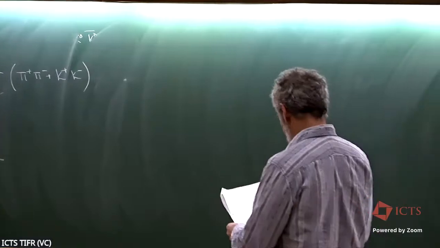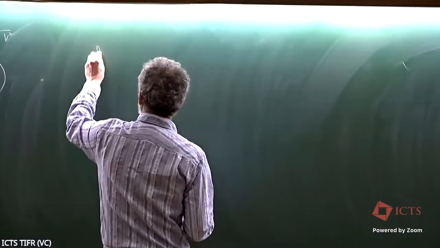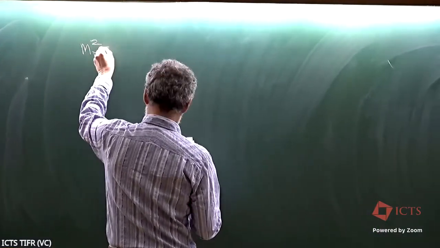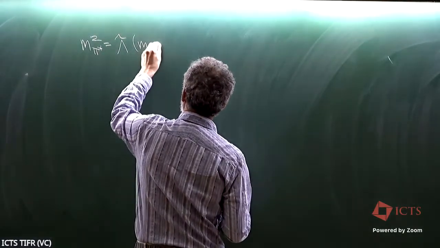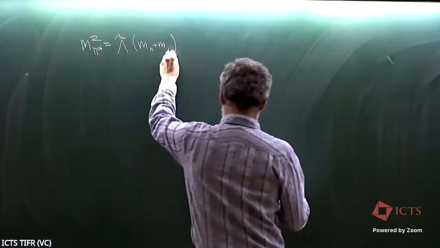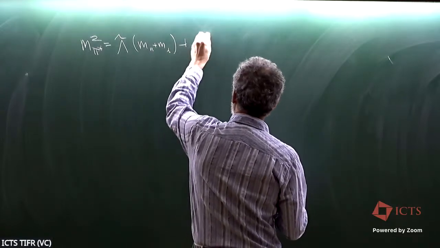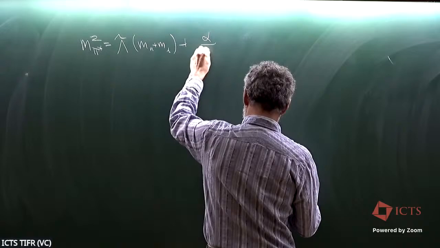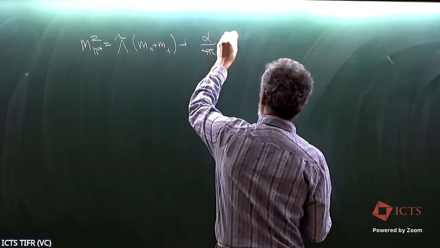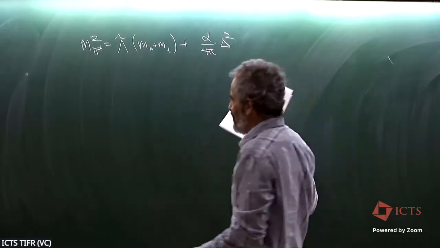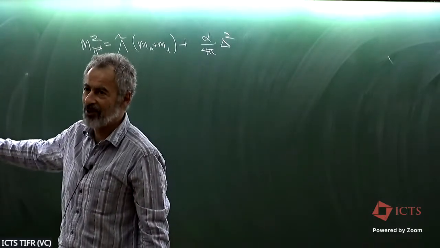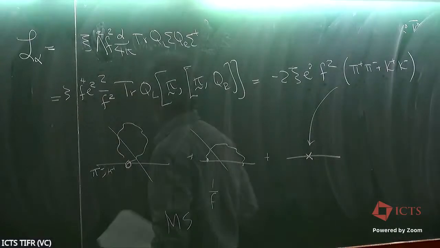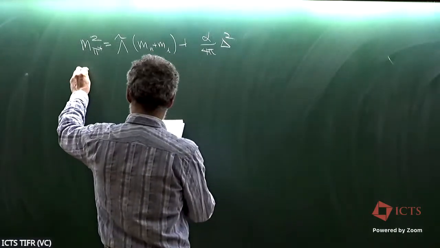So when you include this now, you get that m pi plus squared is equal to lambda tilde times mu plus md plus alpha over 4 pi delta squared. I'm just writing it like this. It's some unknown shift. But the only thing I have learned is it's the same unknown shift for the K plus and K and pi plus, and no shift for pi 0 or pi minus.